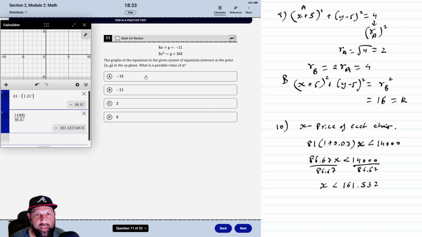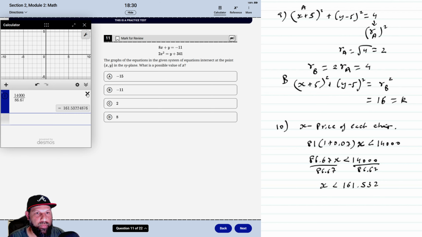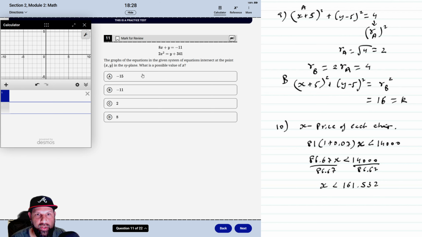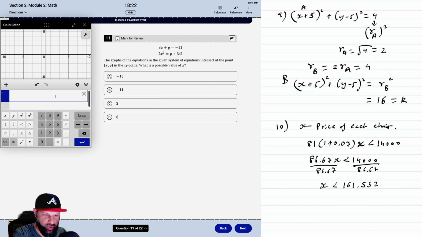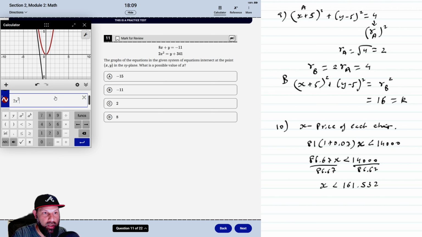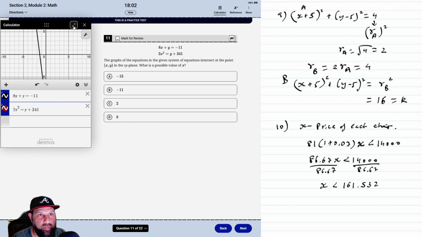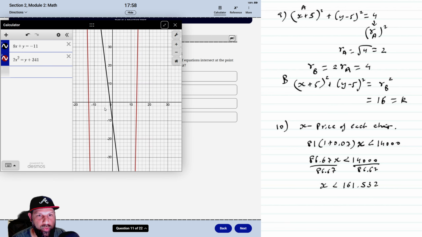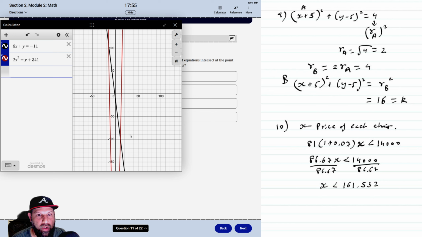Again, Desmos is our friend. So let's put these two equations in Desmos and try to find what is the possible value of x. So you have 8x plus y equals negative 11, and you have 2x squared is going to be equal to y plus 341. Wow, the graph for that quadratic equation went away somewhere. All right, let's find out.